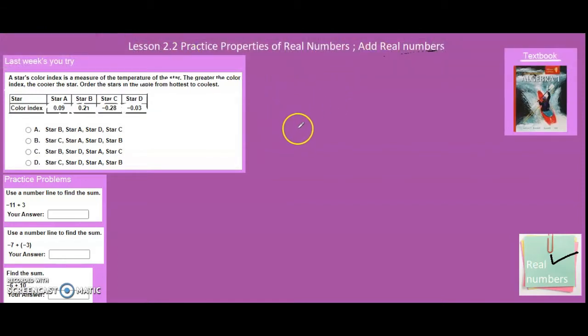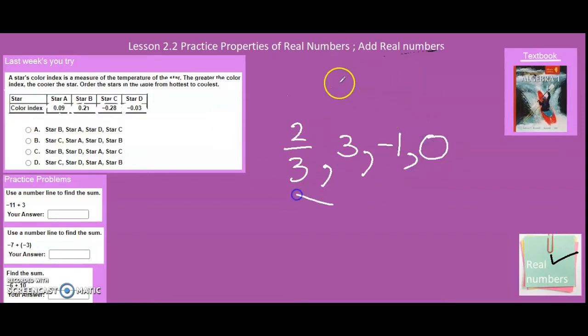fractions, rational numbers, 2/3, whole numbers, positive whole numbers such as 3, or negative whole numbers like -1, and then neither negative nor positive, which is 0. So we have a whole variety of real numbers. Since we have a clear explanation of what real numbers are now, and I even showed you the examples, let's jump into last week's U-Try problem.